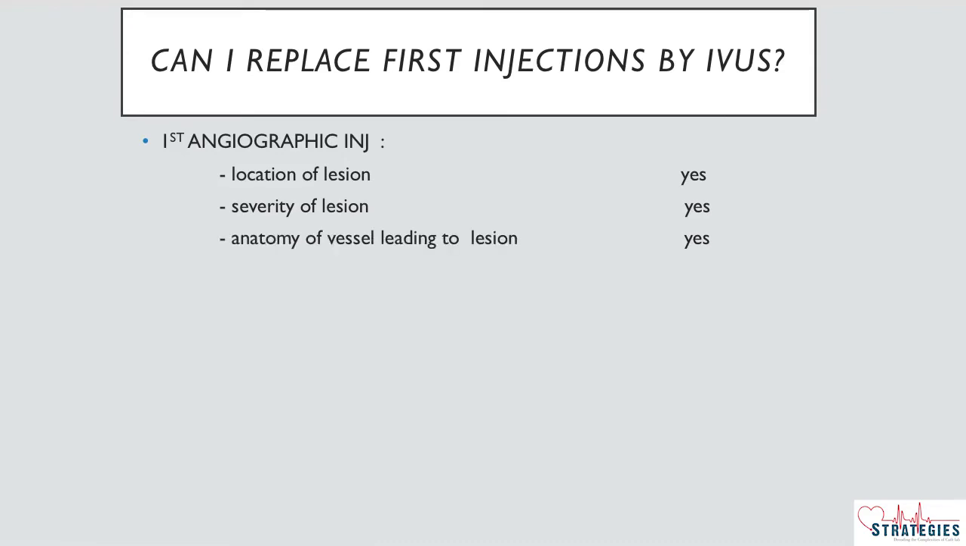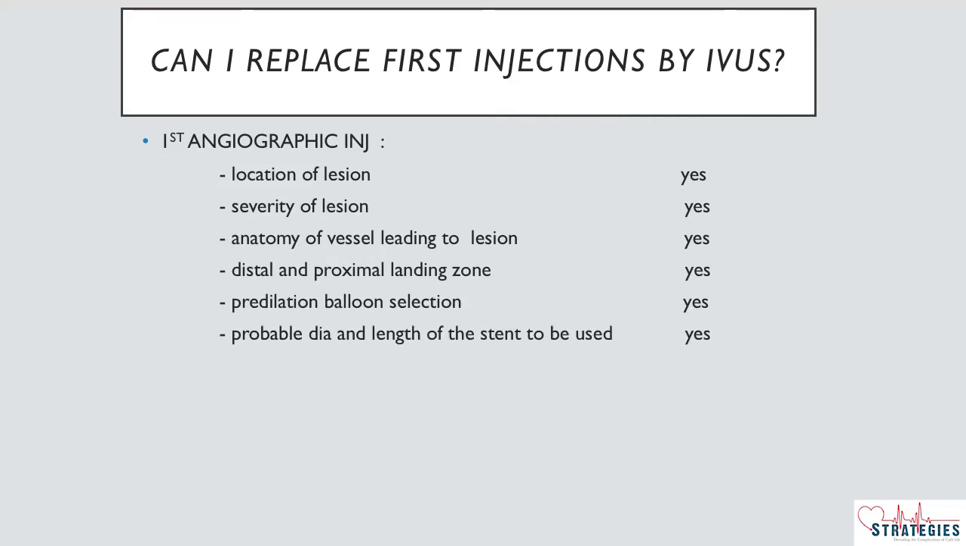And anatomy of the vessel leading to the lesion, yes, we can study the lesion, plaque distribution in the vessel, and distal and proximal landing zones. Of course, yes, we can decide with IVUS more accurately than angiography. And pre-dilatation balloon selection, yes, we can do with IVUS. Probable diameter and length of the stent, we can decide with IVUS. Distal runoff is the only thing which we can't assess with IVUS.